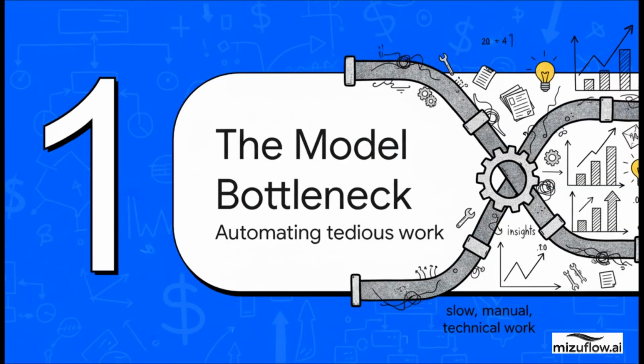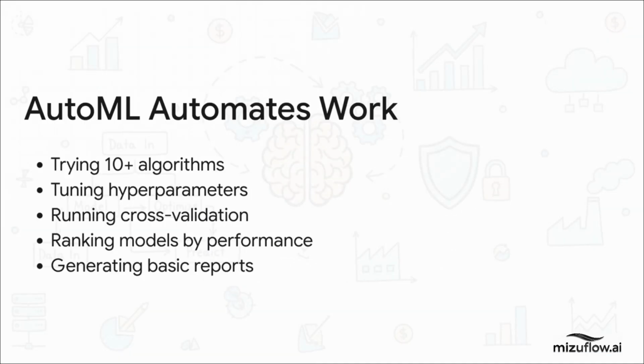Okay, so let's dig into that core problem first. Building a great model often isn't about some high-level, brilliant strategy. So much of the time, it's about the slow, tedious, technical grunt work that stands between you and the actual insights you're trying to find. And here's the key thing to understand. AutoML automates the grunt work, not your judgment.